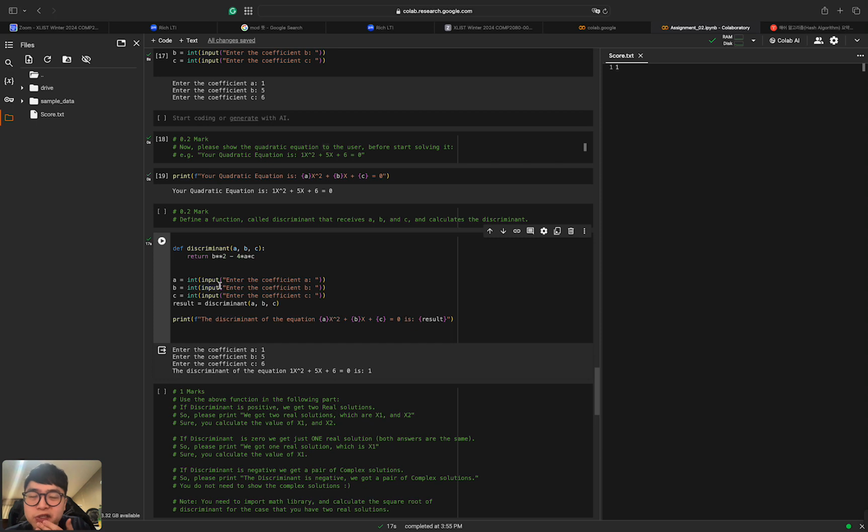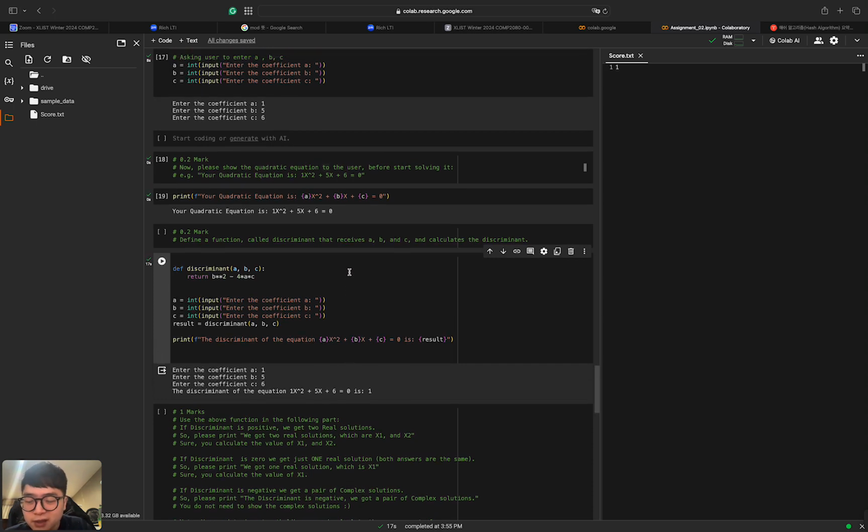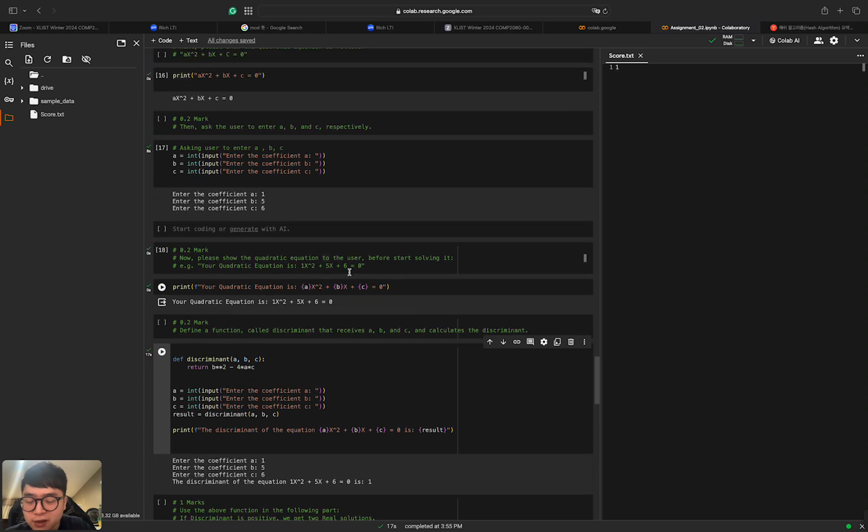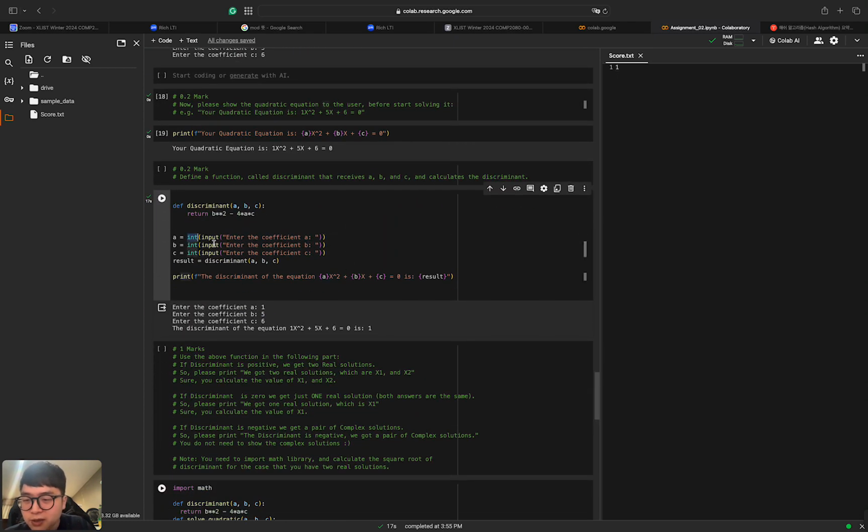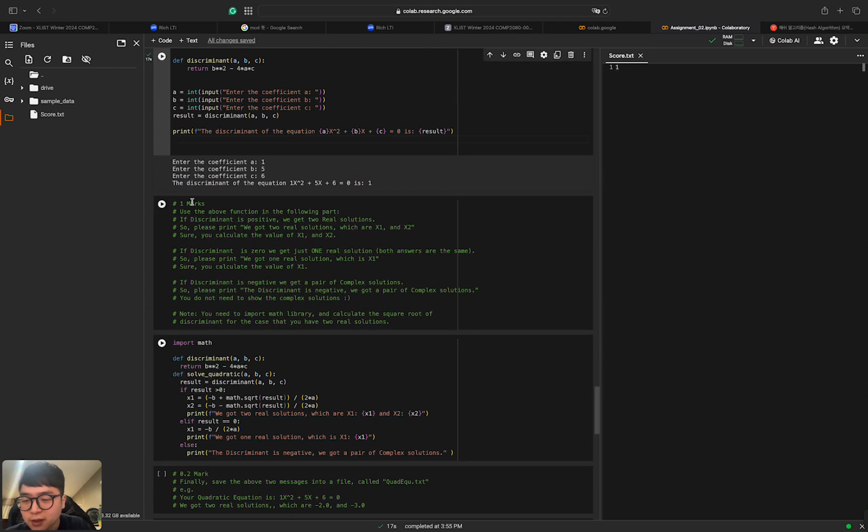I did the research on Google. They usually use float data for this part, but if I put the float, it was giving me 1.0x squared plus 5.0x plus 6.0, which does not look very nice. So I just used the integer type here.